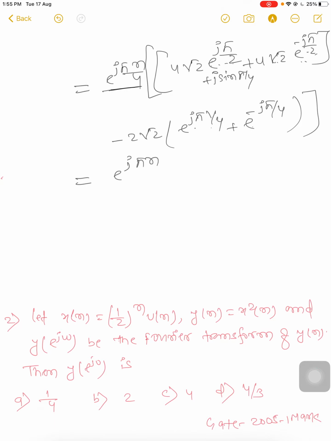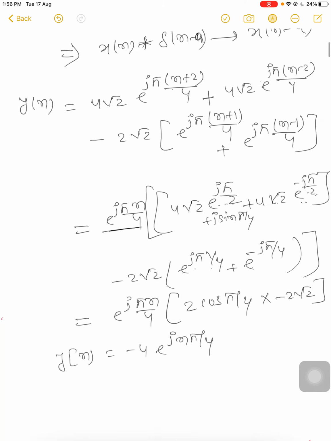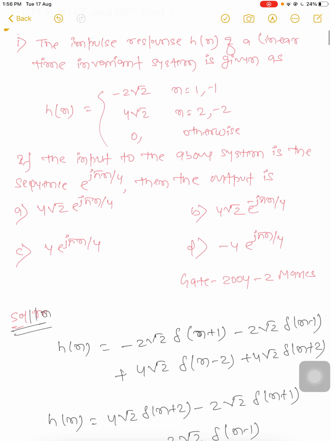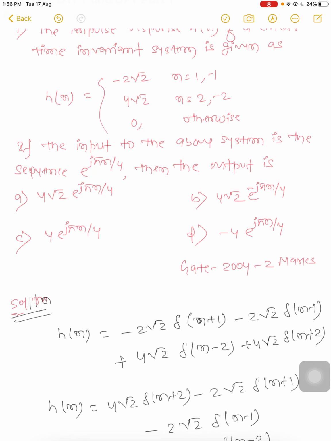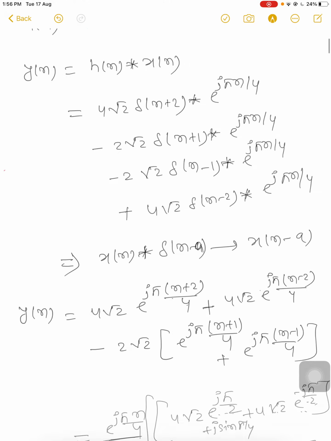e^(jπn/4) common, from here you will get 2cos(π/4), and this term will be multiplied by -2√2. Then after simplification you will get y[n] = -4e^(-jπ/4), because 2 and 2 minus j and π/4 is the answer. So which option will be the right answer? -4e^(-jπ/4), option D will be the right answer.